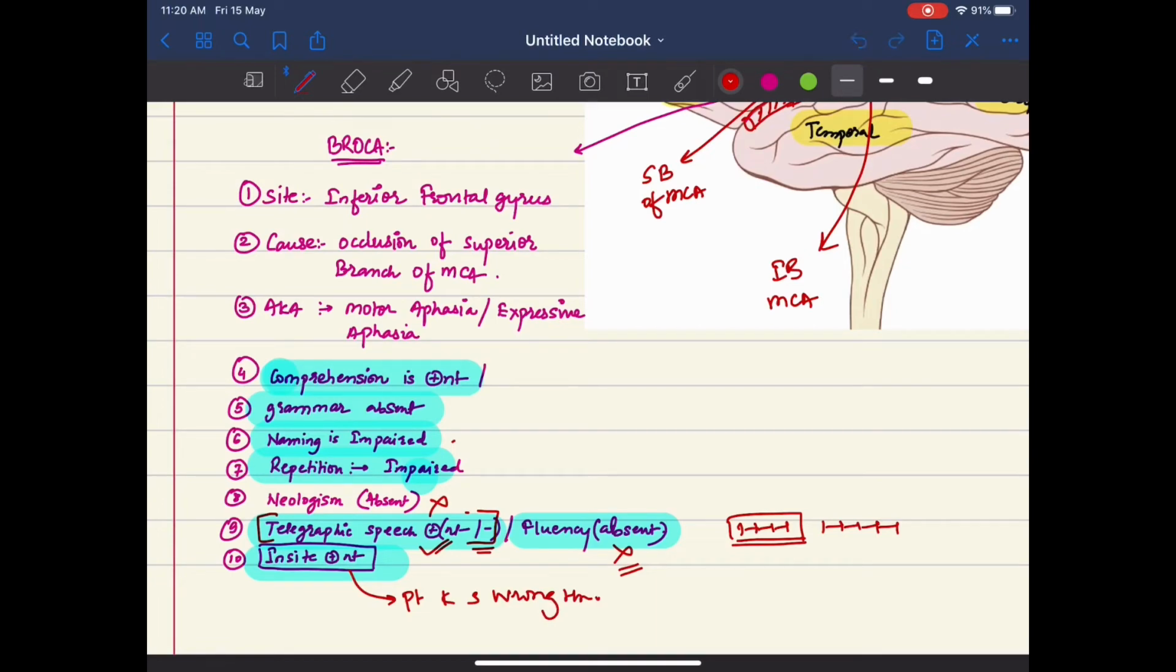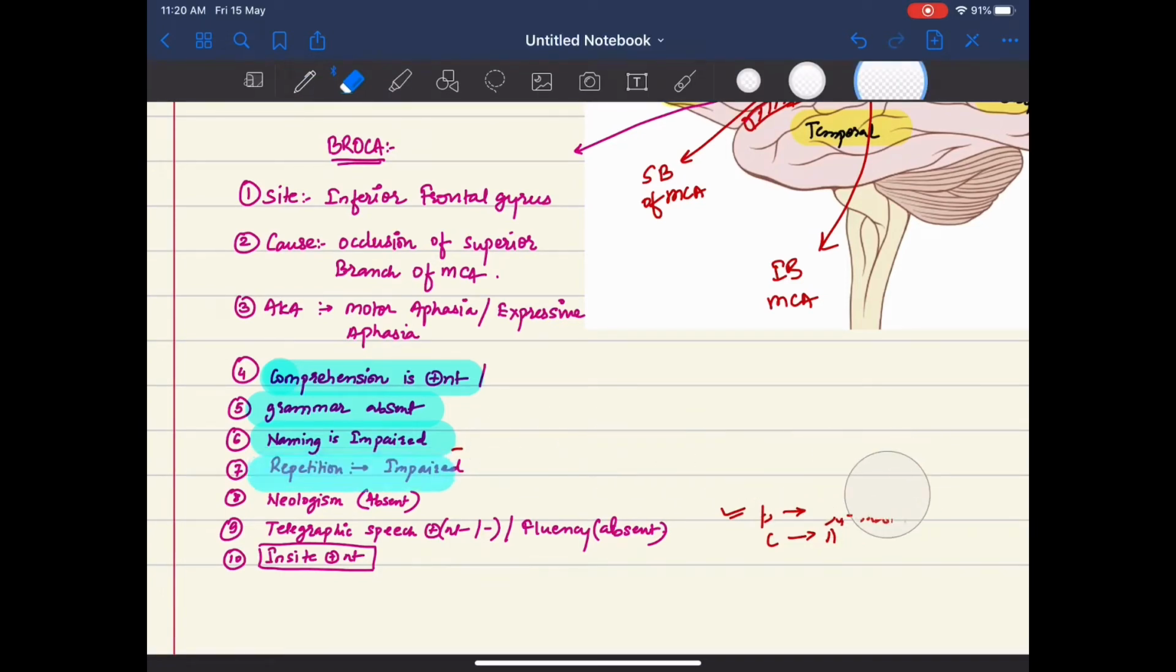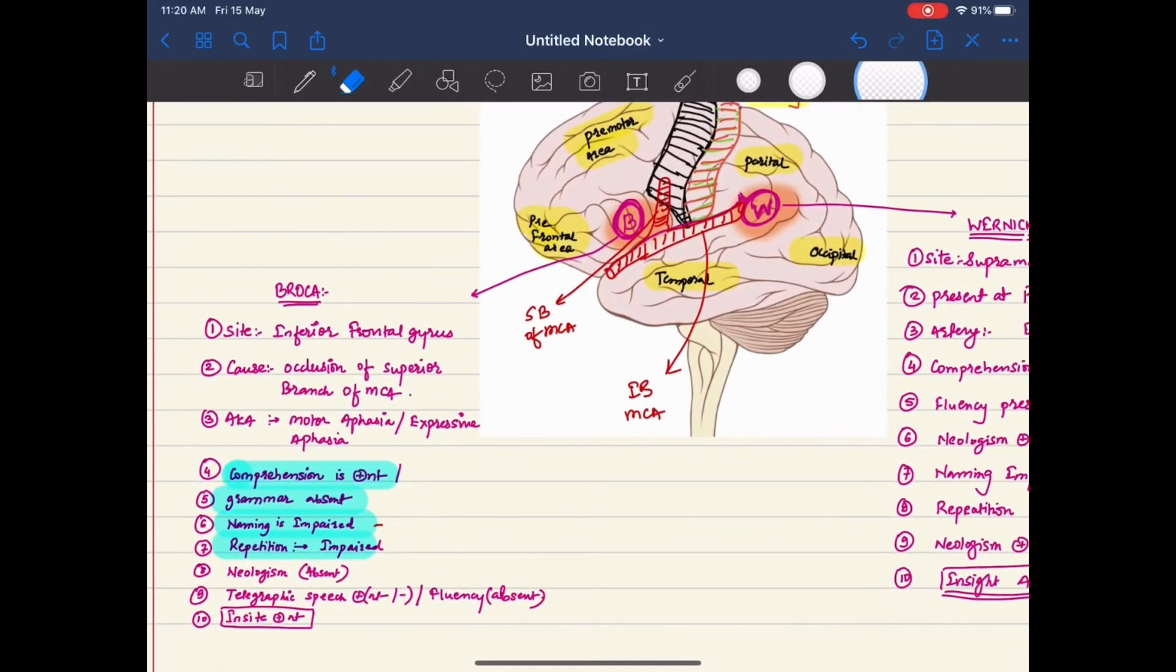Okay, he will know that yes, he is not able to name certain things. He cannot tell that this is pen or pencil. He will know something is wrong with him. So this is basically Broca's aphasia, or if Broca's area is involved, these are the features which everyone must remember.